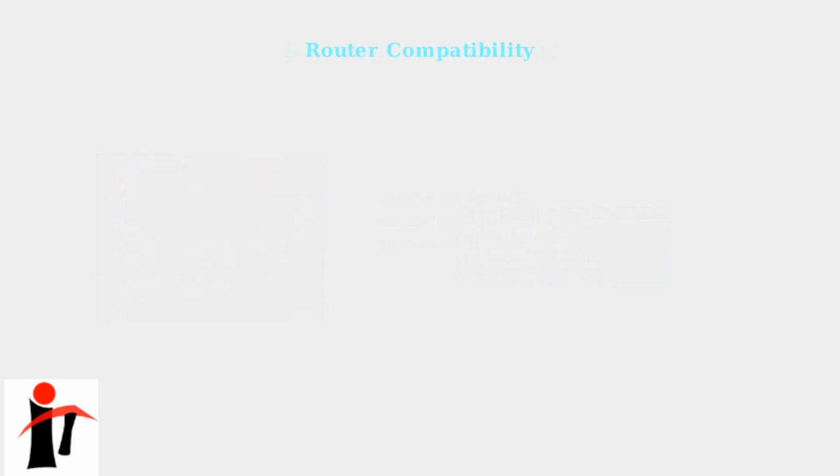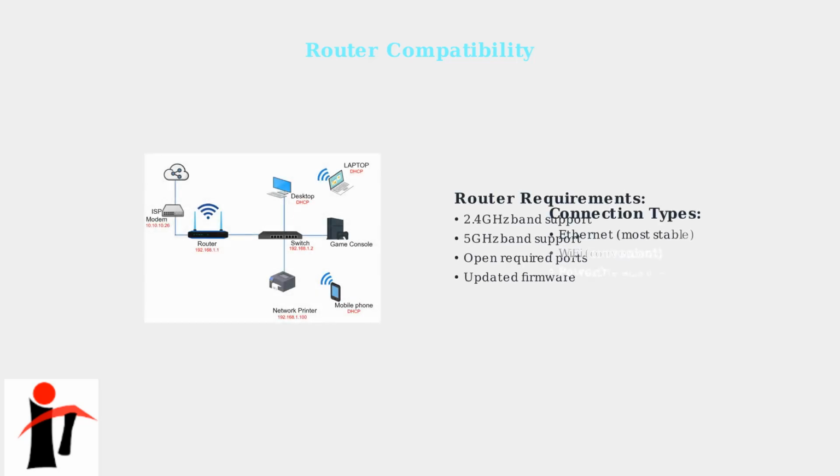Your router must be compatible with both 2.4 GHz and 5 GHz bands. It should have updated firmware and the required ports open for EE services. You can connect via Ethernet cable for maximum stability, Wi-Fi for convenience, or power line adapters in areas with poor Wi-Fi coverage.